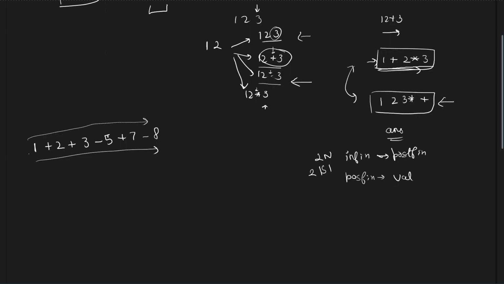You can just keep on adding 1 plus 2, then you add 3 to the result, then you subtract 5 from the result, then you add 7 to the result, and then you subtract 8 from the result. So you just have to go from left to right. But let's say you had something like this, where you have multiply. So what do we do?